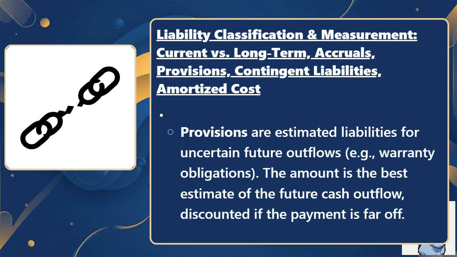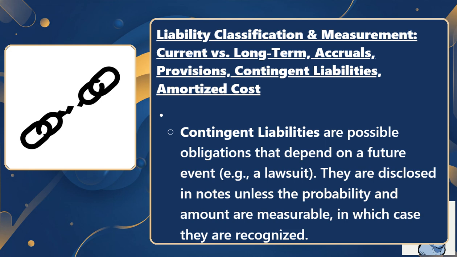Provisions are estimated liabilities for uncertain future outflows, for example warranty obligations. The amount is the best estimate of the future cash outflow, discounted if the payment is far off. Contingent liabilities are possible obligations that depend on a future event, for example a lawsuit. They are disclosed in notes unless the probability and amount are measurable, in which case they are recognized.